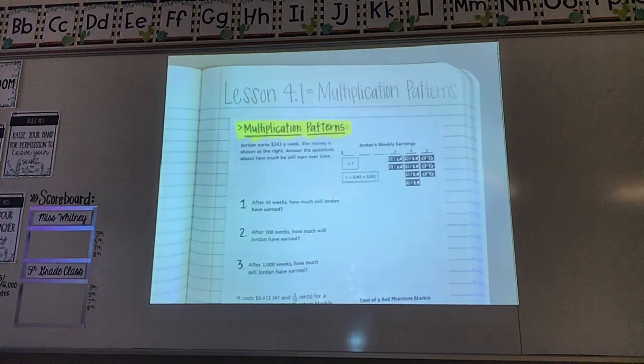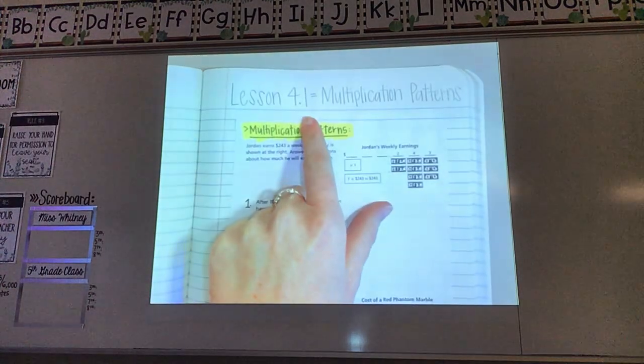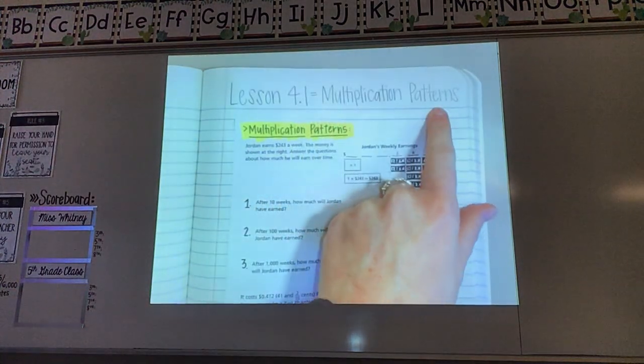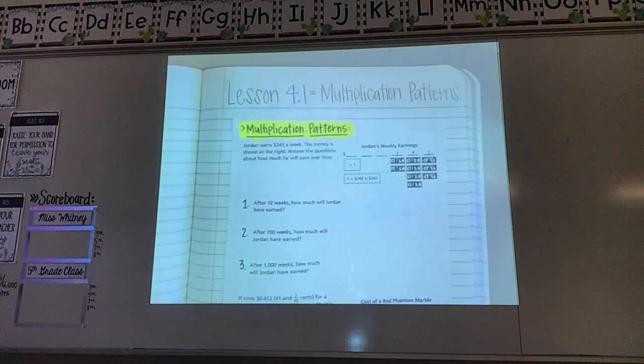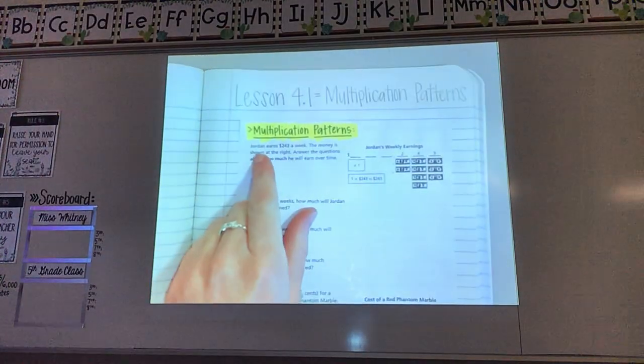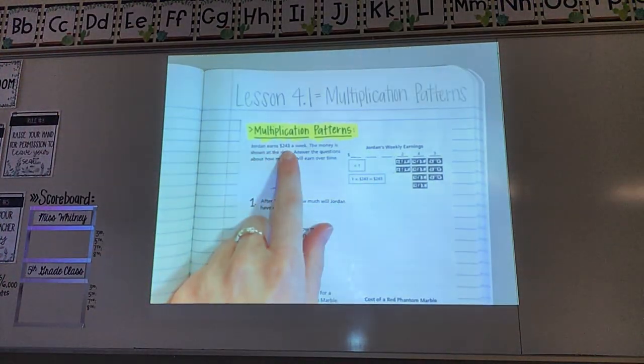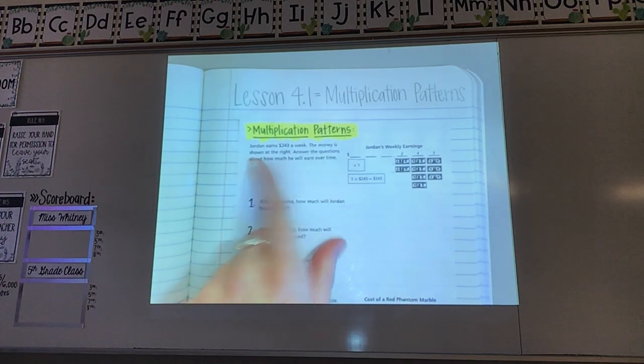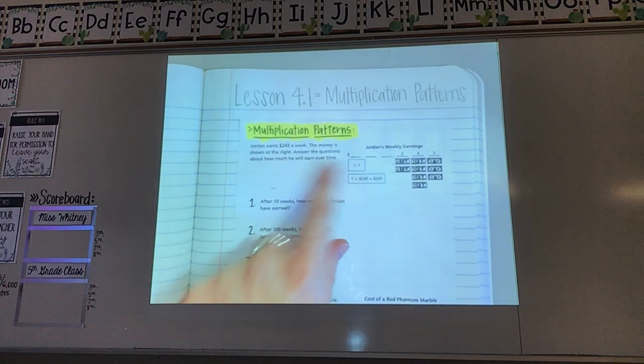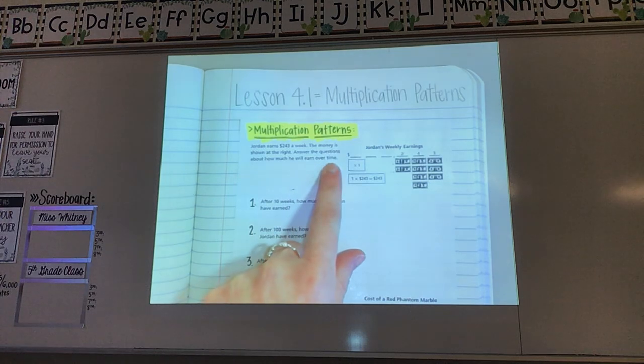So unit 4 is just focusing on multiplication. So today we're going to do lesson 4.1, which is over multiplication patterns. And we are just going to jump right in and you will catch the hang of it pretty quickly. I know this is hard to read on the screen, but I'm going to read it out loud so that will help you. Jordan earns $243 a week. The money is shown at the right. Answer the questions about how much he will earn over time.